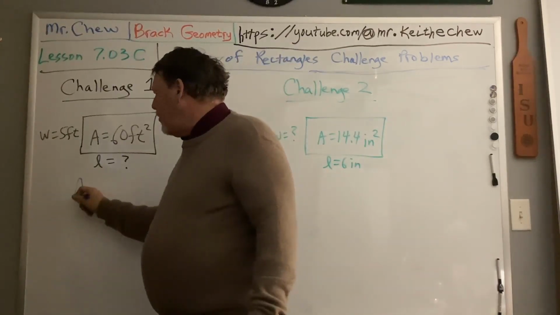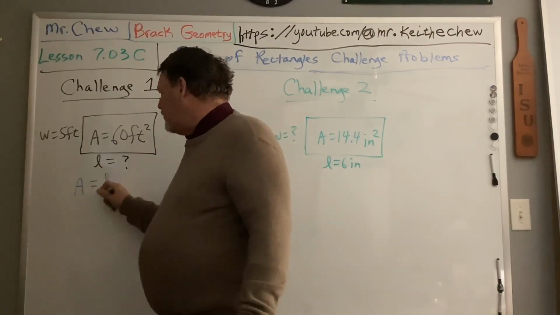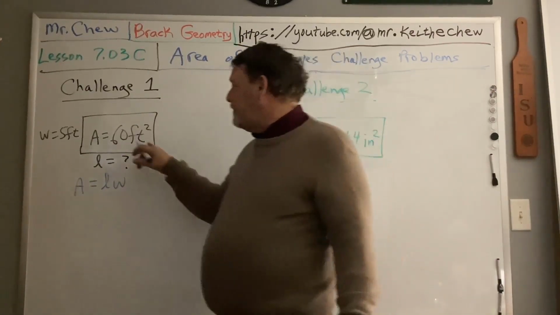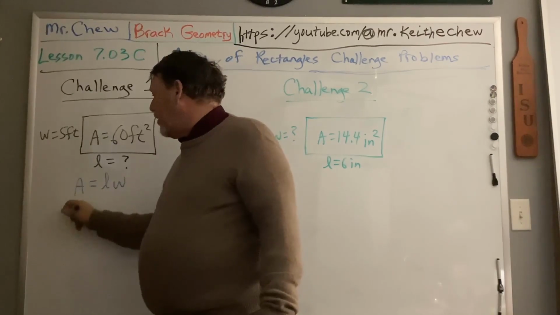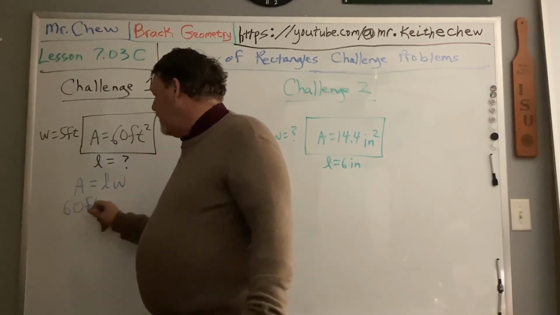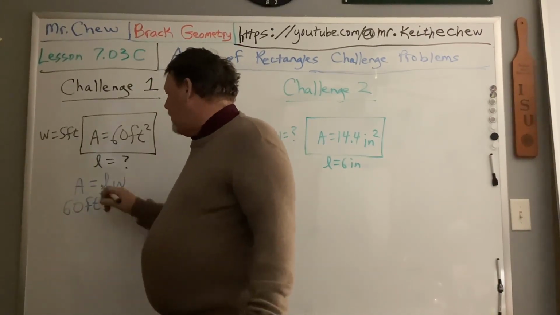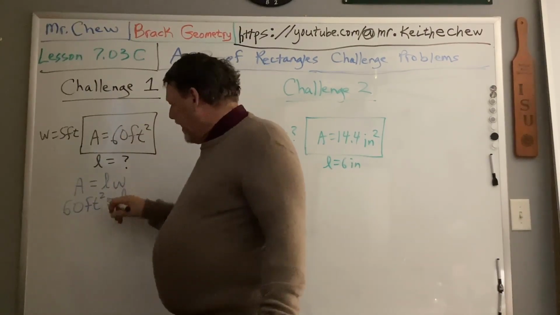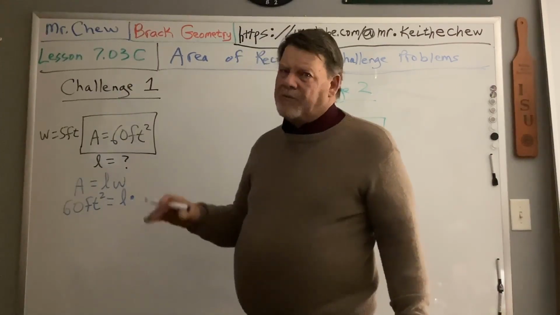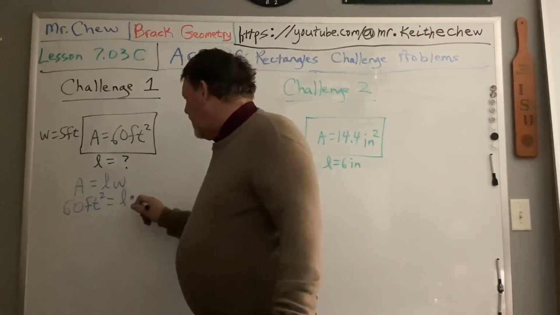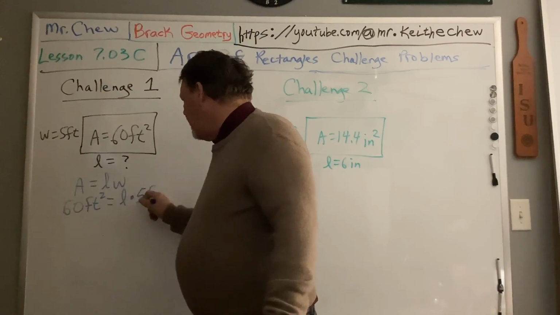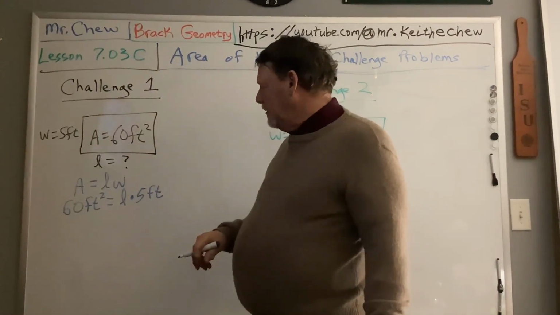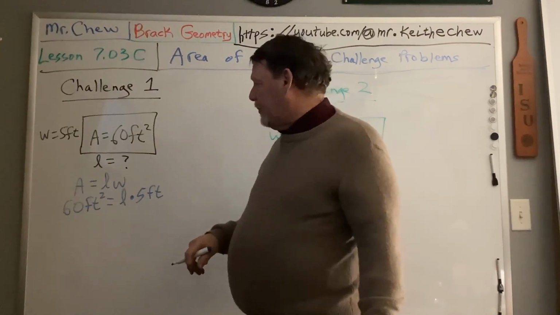you're going to take your formula, area equals the length times the width, on a rectangle. I substitute using the substitution property of equality, and I know that 60 feet squared equals the length that I don't know, and I use that cursive L for length because I don't want it to look like a 1, times 5 feet. And I use that raised dot for multiplication. All right, now I'm going to solve this problem.